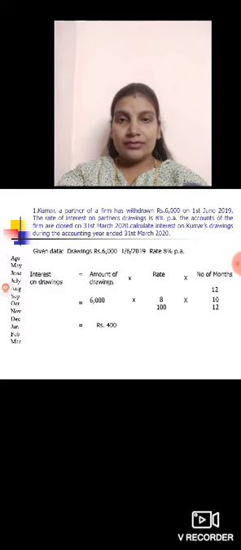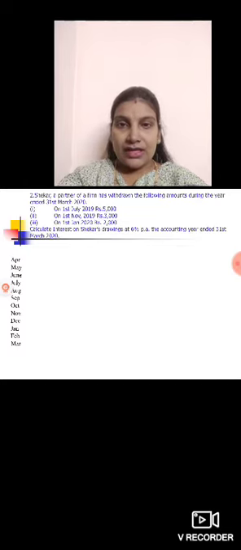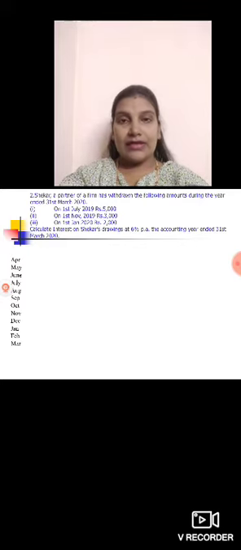Let's see another problem. The second problem: Shaker, a partner in a firm, has withdrawn the following amounts during the year, on different dates. The first withdrawal is 5,000 on 1st of July 2019. The second withdrawal is 3,000 on 1st of November 2019, and on 1st January 2020 it is rupees 2,000. Calculate interest on his drawings at 6% per annum. The accounting year ends on 31st of March 2020.